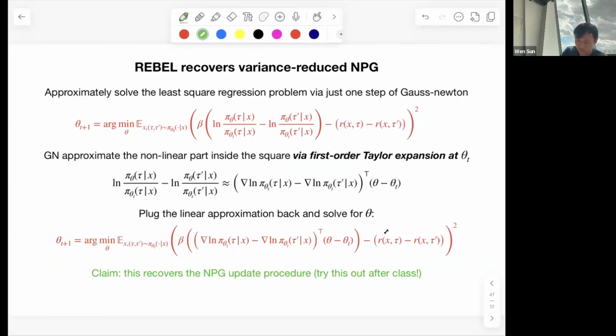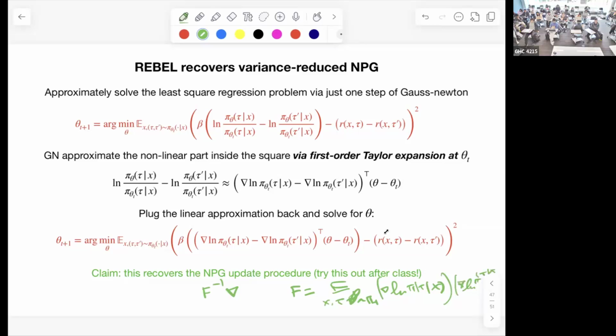Okay, so this actually looks something like the Fisher information matrix times the gradient. The gradient is the policy gradient. The Fisher information matrix is the expectation over tau prime from pi_t of the gradient of log pi of tau given x, times its transpose. Right. So that is the Fisher information matrix.